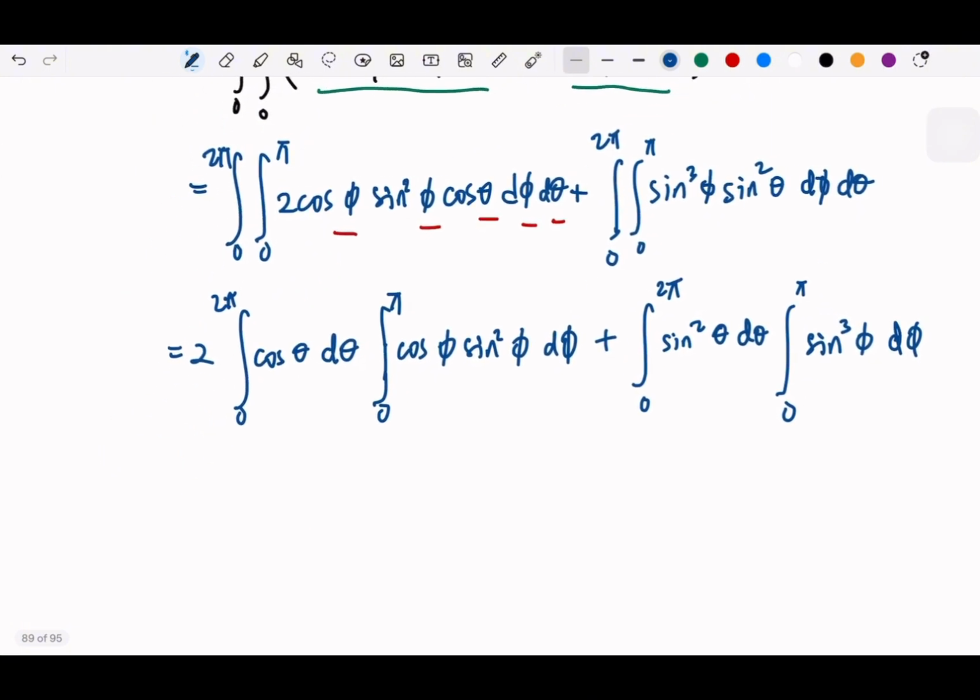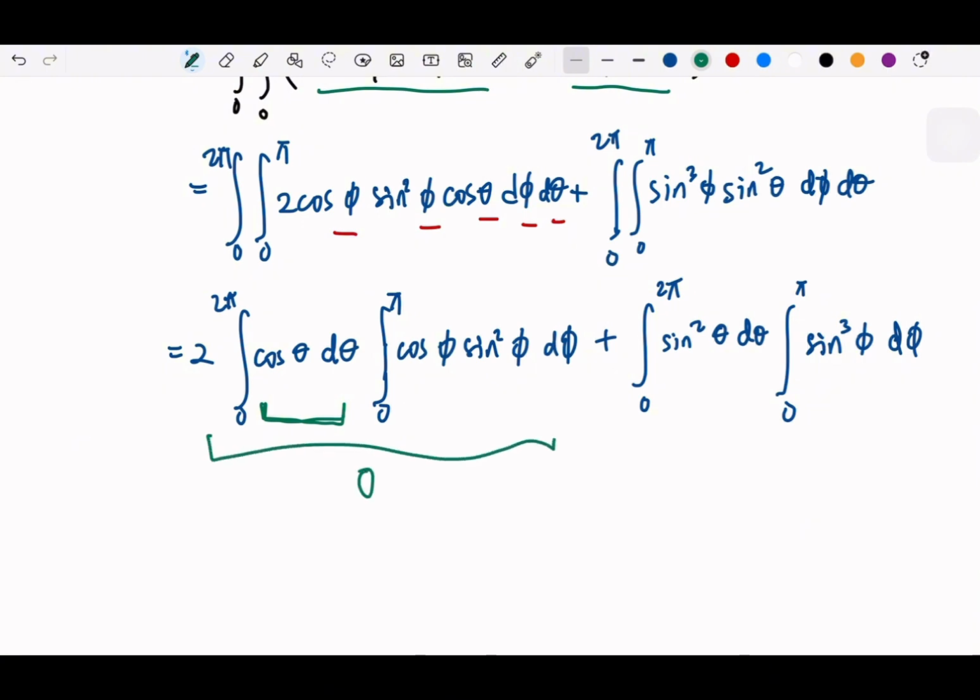Okay. Now before we continue, we can see that this cosine, if we integrate, it will be sine, right? It will be sine, and then the integration will be from 0 to 2 pi. Sine will be 0, right? So the whole thing will be 0, right?